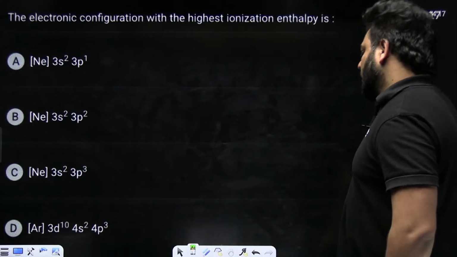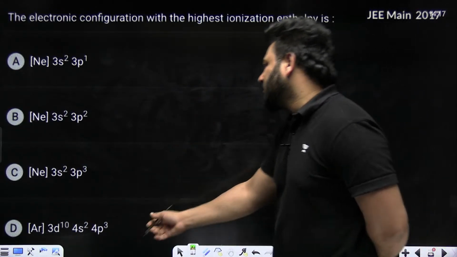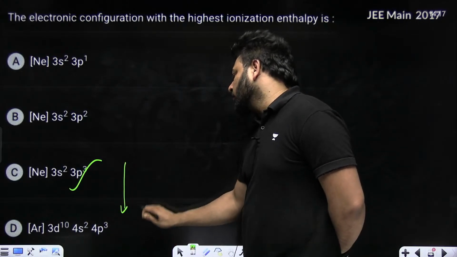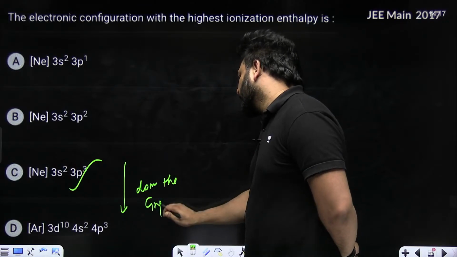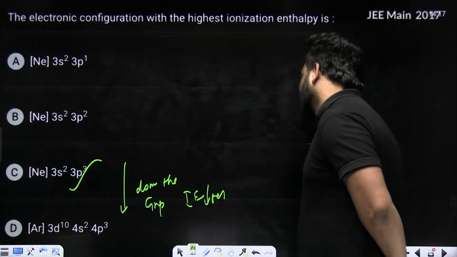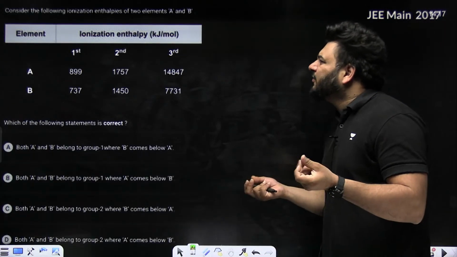Okay, the electronic configuration with the highest ionization enthalpy. We can check it out, guys. This is P3, this is the correct answer, and as we go down the group, ionization enthalpy decreases, so definitely D will be having lesser than C. C is the correct answer. How easy, man, how easy.